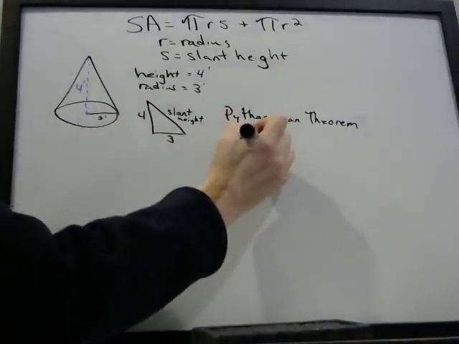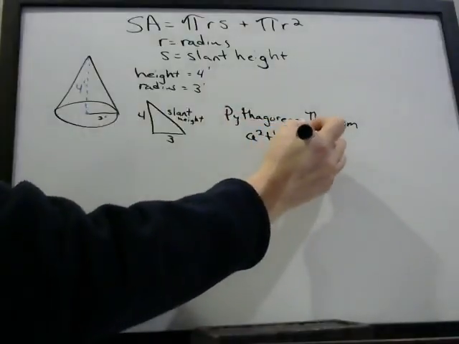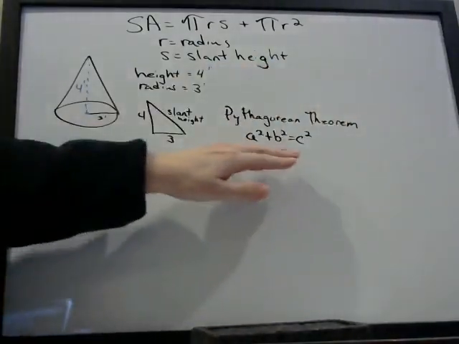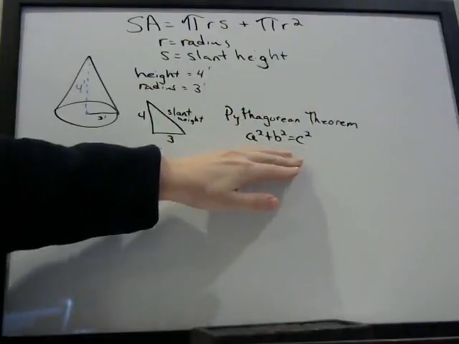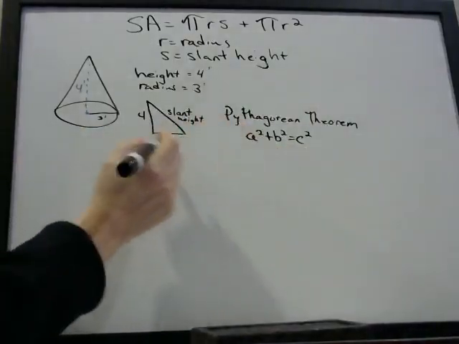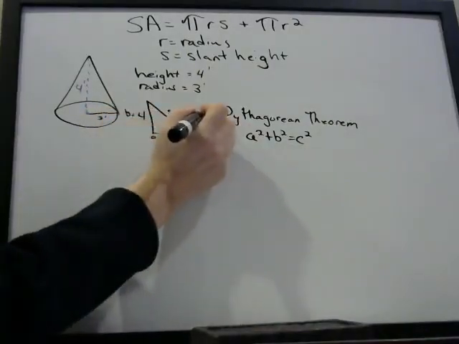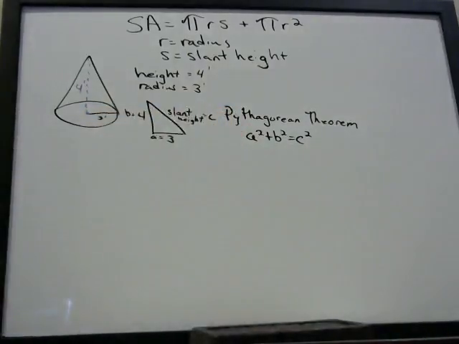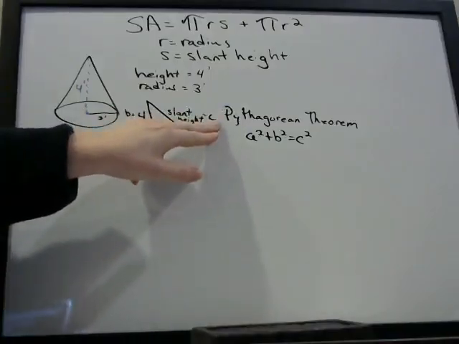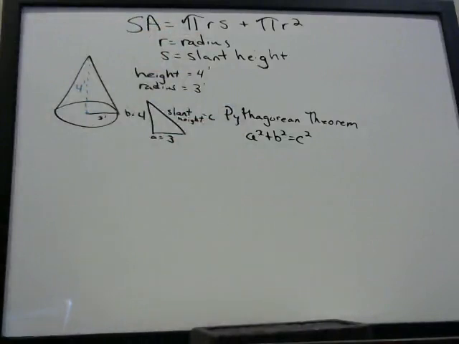So the Pythagorean theorem is a squared plus b squared equals c squared. I'm not going to go through how to solve the Pythagorean theorem. You need to watch that video. I'm going to do it quickly here. So we're going to call this a, this b, and then our slant height is going to be c. So when we solve for c, that will give us the slant height. Once we have the slant height, we can solve for the surface area.